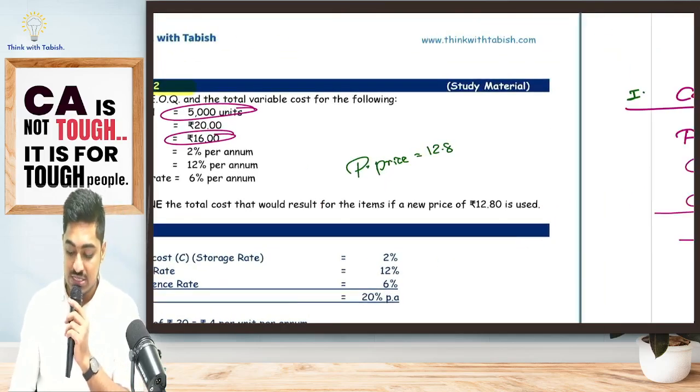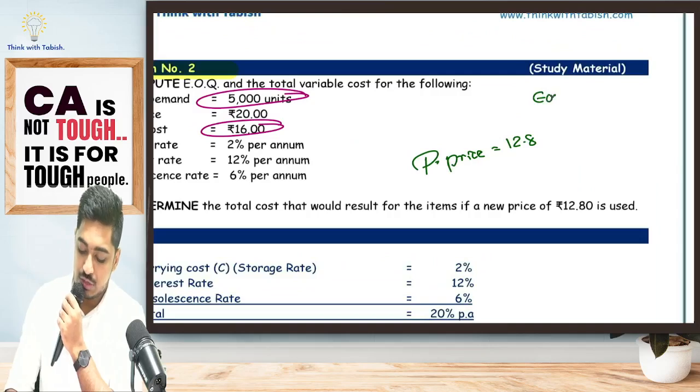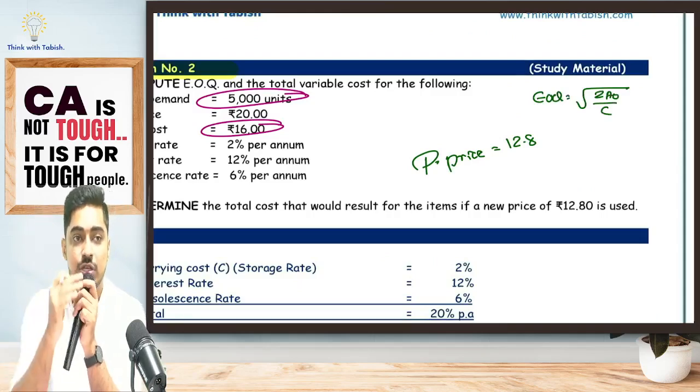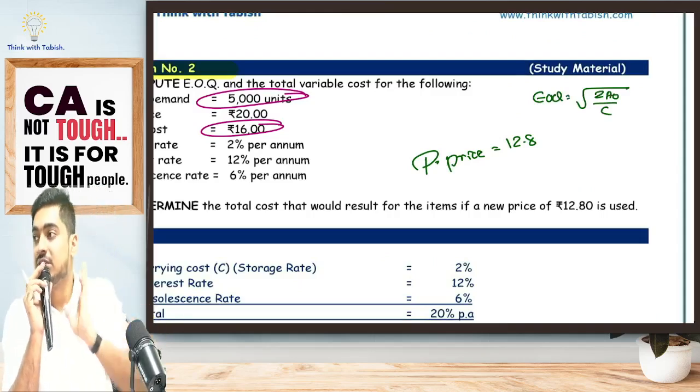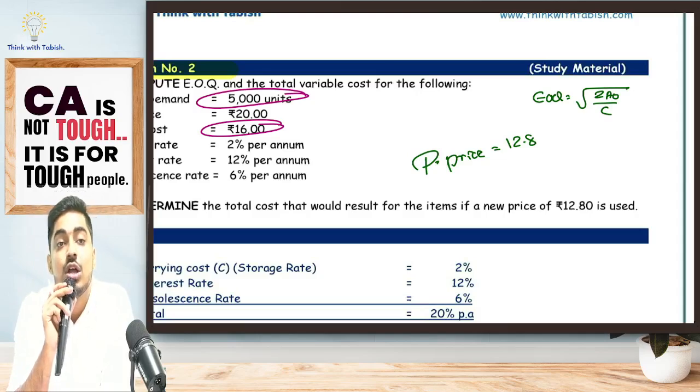Now tell me one very simple point, students. What is the formula of EOQ? Square root of 2AO divided by C. Yes, in my formula of EOQ, anywhere am I having purchase cost? No. That means if my purchase cost changes, my EOQ should not change.